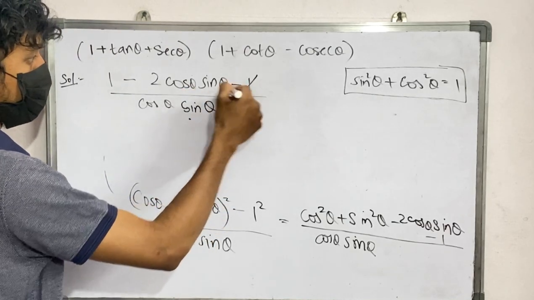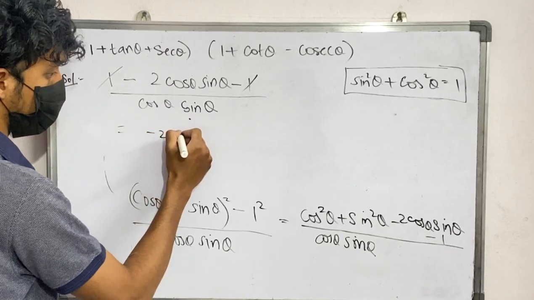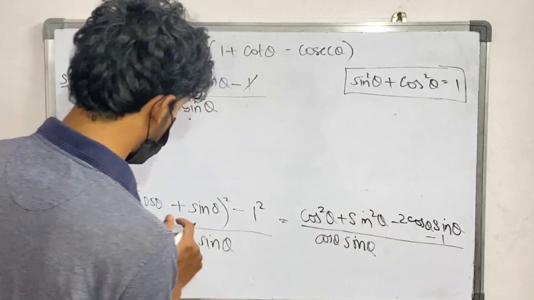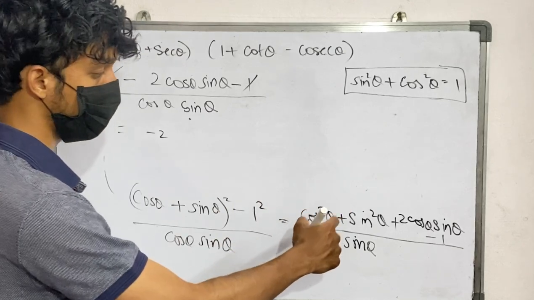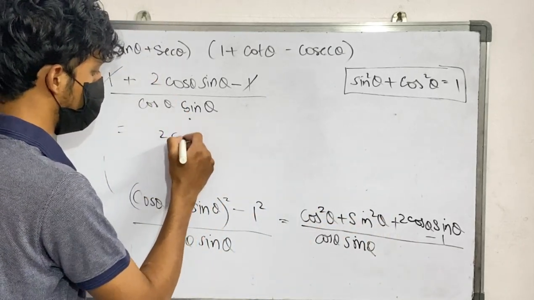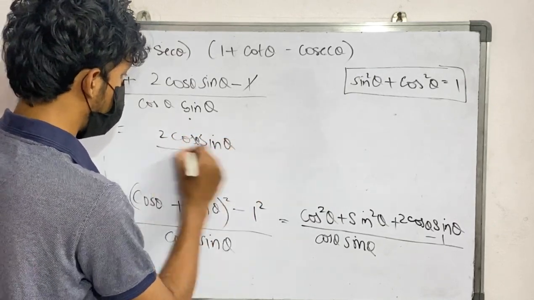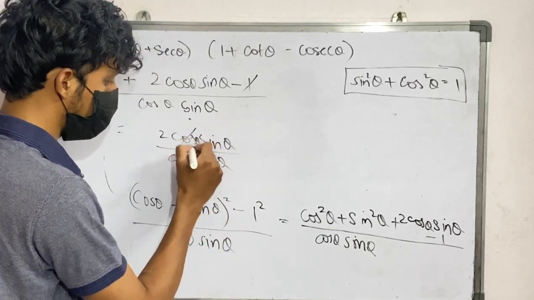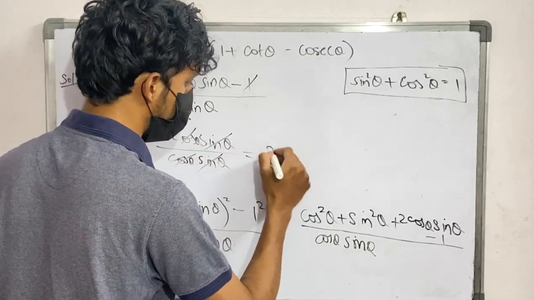Now both get subtracted and we get minus 2. How do we get minus? We get plus here. So it is a square plus b square, which is a square plus b square plus 2ab. So we get plus here, we don't get minus. So cos θ sin θ by cos θ sin θ: this cos and this cos get cancelled, this sin and this sin get cancelled. Now we get the answer as 2.